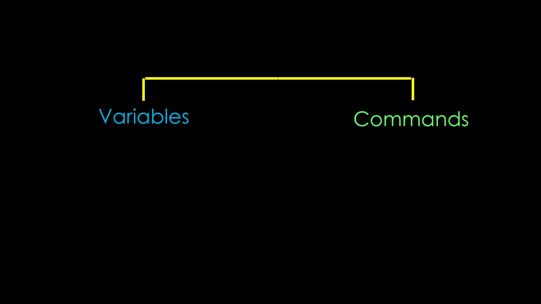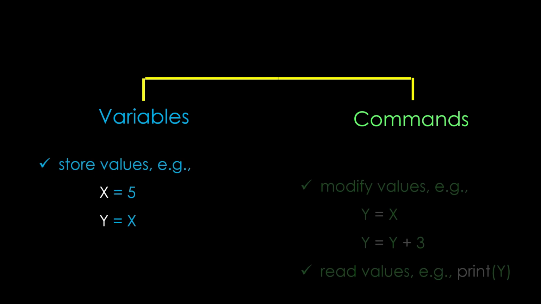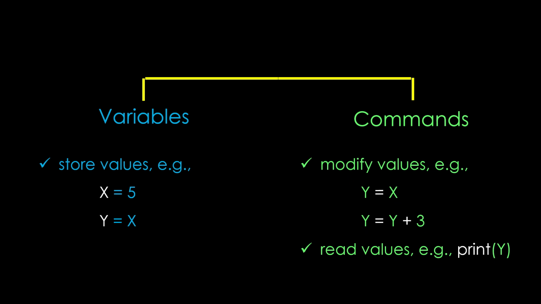Before we start today, let's introspect a bit. So far, we have learned two very important aspects of programming: variables and commands. Variables allow us to store values. Then, the commands are used to modify the values of the variables. We can also use them to read the values.